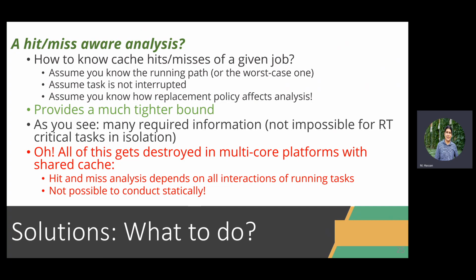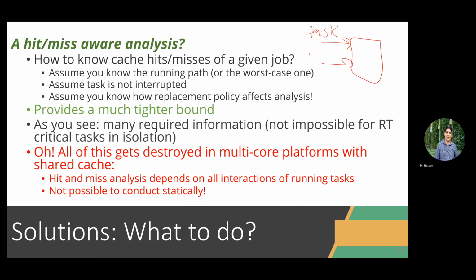Well, the question is, how do I know whether a cache access is a miss or a hit? Well, you assume that you have your running path, so you analyze everything. That's the static timing analysis. Assume that the task is not interrupted at all, and assume that you know what the cache replacement policy is and how it impacts you. Good? So you know all the details. So remember, we said static timing analysis is a box that would require two things, your task and your architecture model. This assumption here about knowing the replacement policy is an architecture model. Assuming that you know the running path, that's task information, and assuming that the task is not interrupted, that's task information. Good.